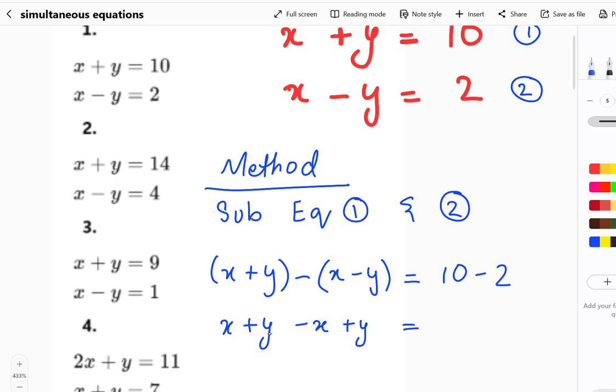We have solved the first step here. Now we're going to move on to the right hand side. On the right hand side, we have 10 take away 2. 10 take away 2 makes 8.